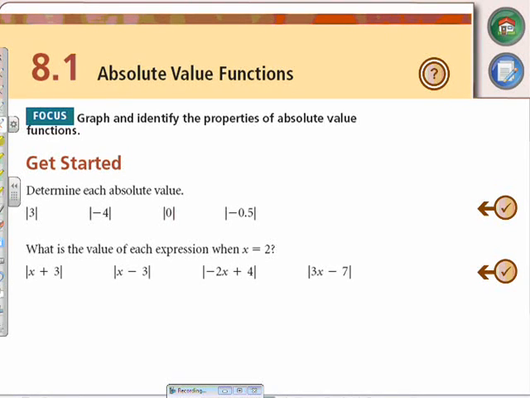Determine each absolute value. Well, absolute value of 3, it's the positive distance from 0, 3. Absolute value of negative 4, positive 4. 0 is 0 away, and negative 5 is 0.5 away.